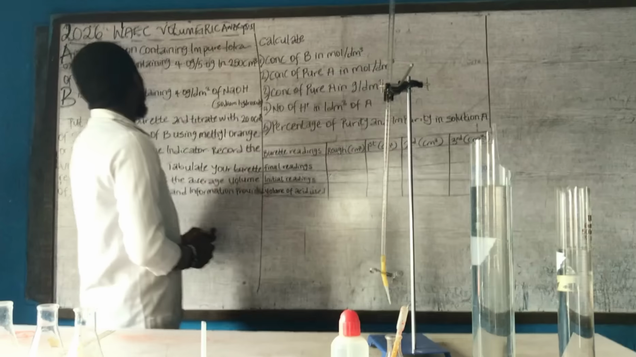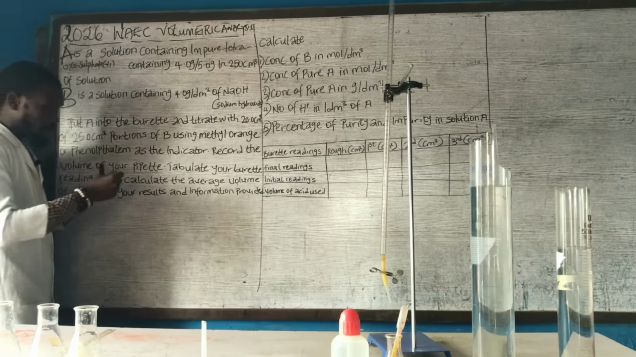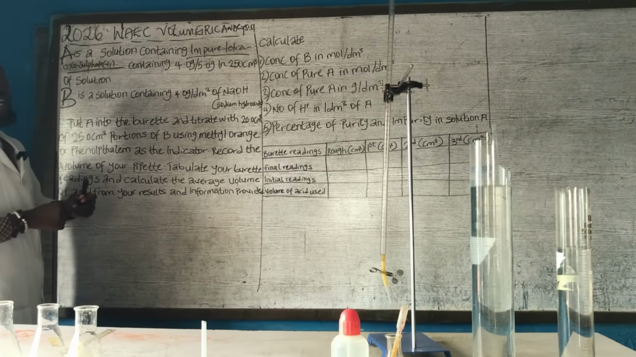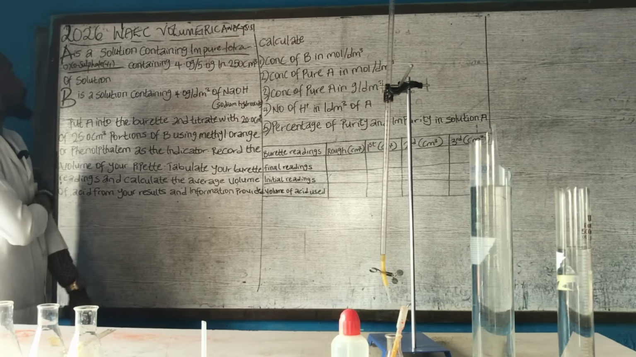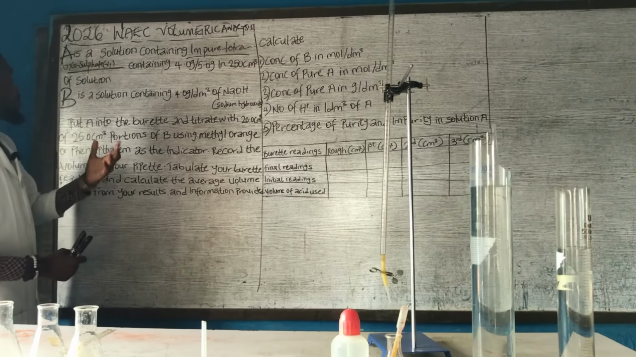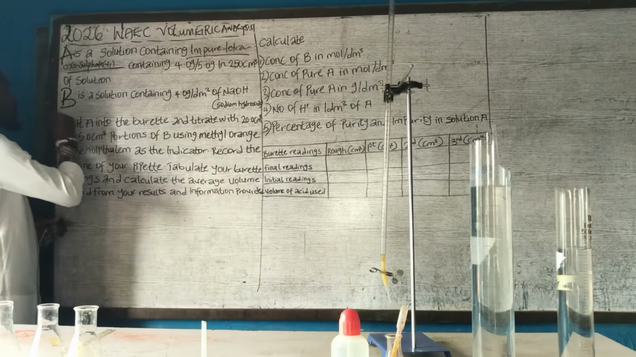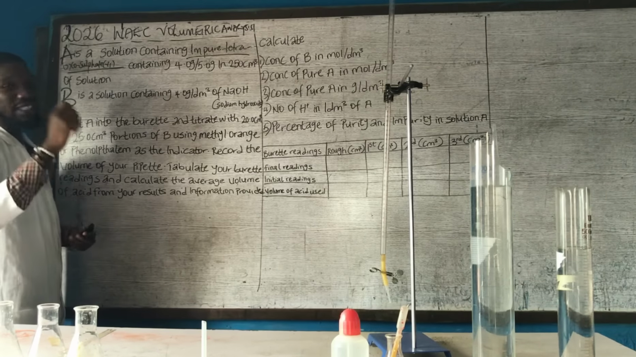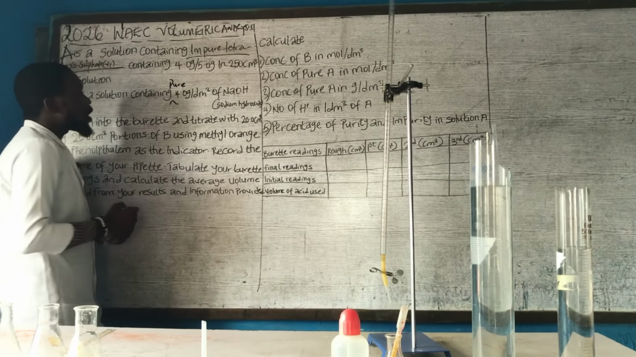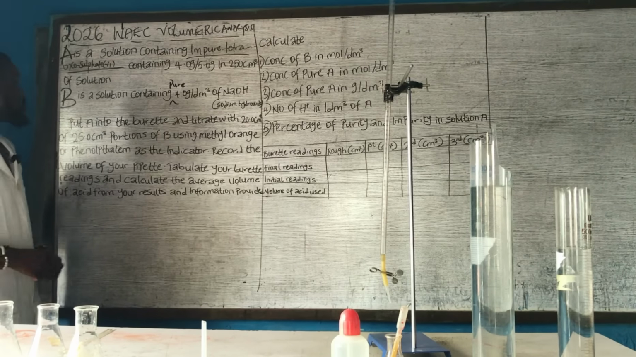Today we'll be looking at volumetric analysis for the 2026 WAEC examination. Now, A is a solution containing impure, please take note of this, impure tetraoxosulfate(VI) acid containing 4.0 or 5.0 gram in 250 cm cube of solution. B is a solution containing pure 4.0 gram of sodium hydroxide.